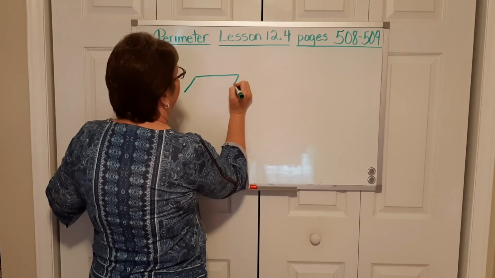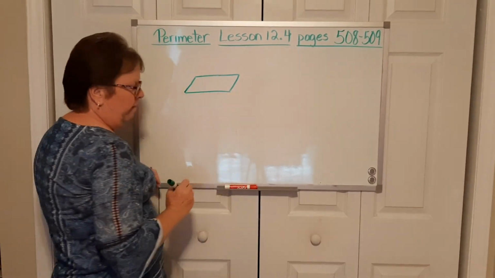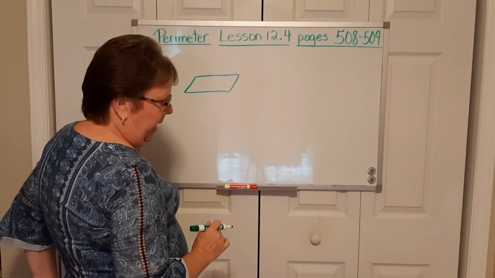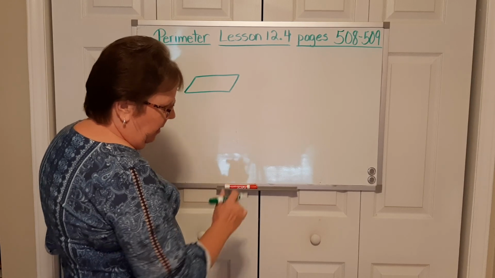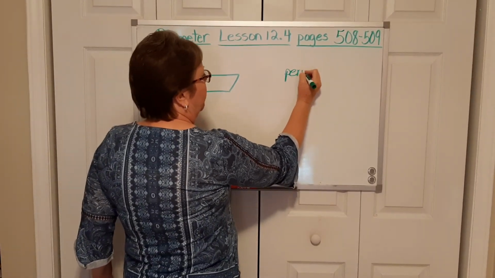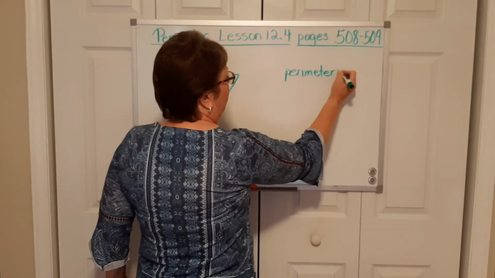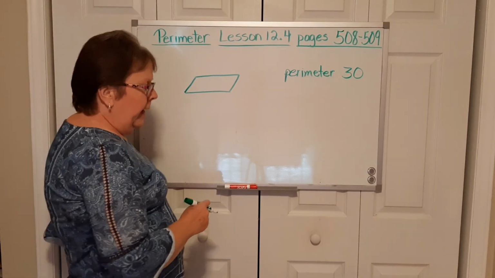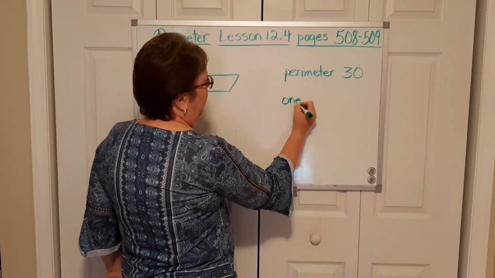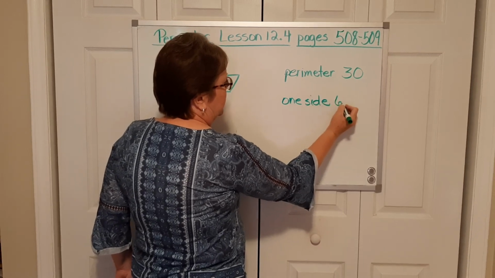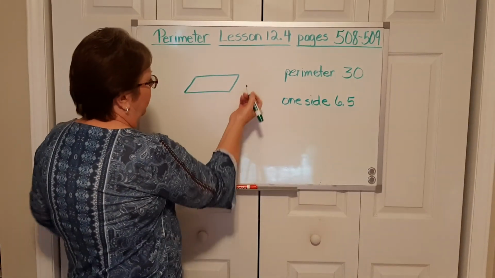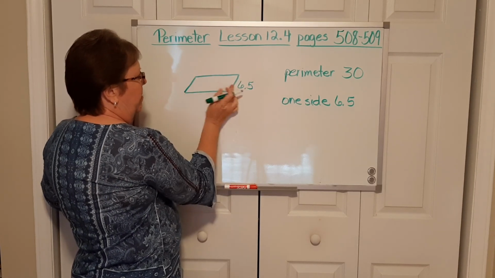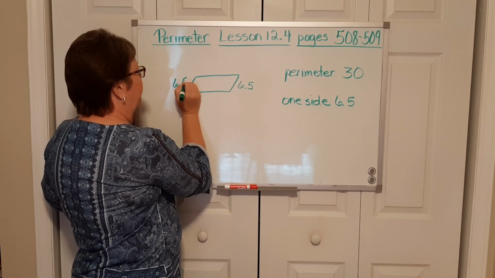Now we're going to do a parallelogram here. Parallelogram: these two sides are parallel and these two are parallel. Now, I'm going to tell you what the perimeter is here. Perimeter is 30. And I'm going to tell you one side is 6.5. Well, I'm going to say this is 6.5. And what's across from it is the same, isn't it? Same length. So that's going to be 6.5.